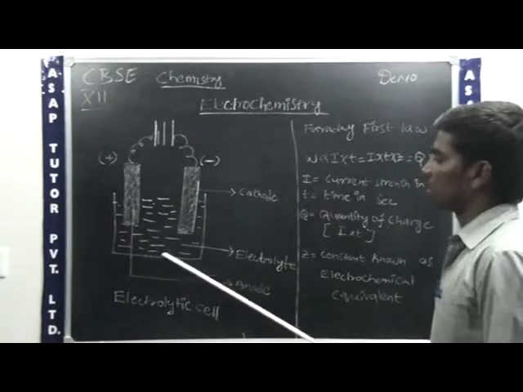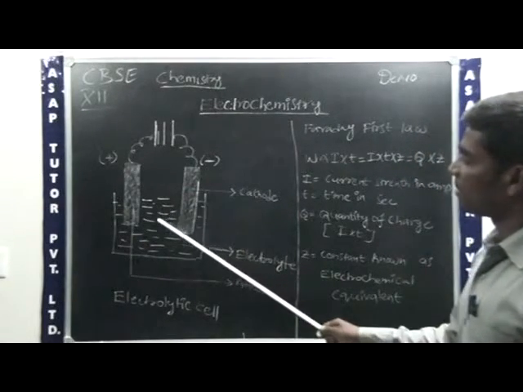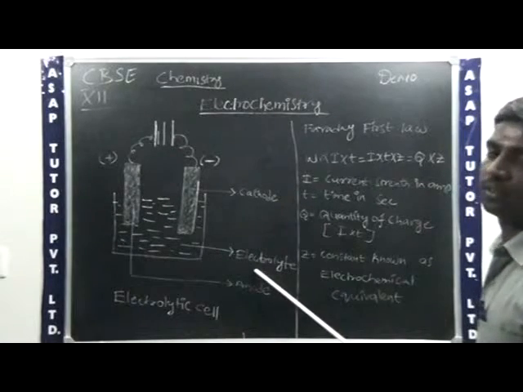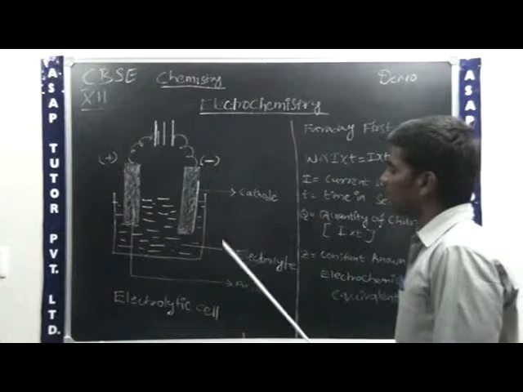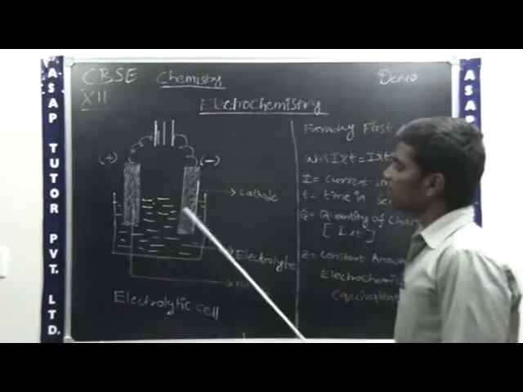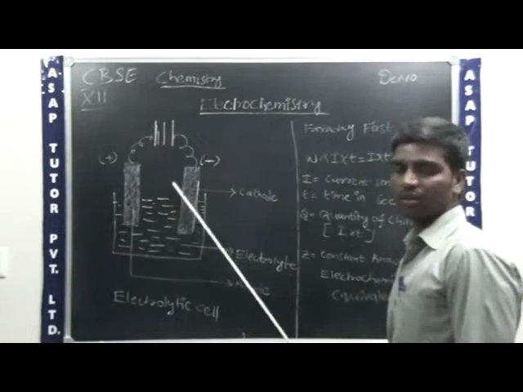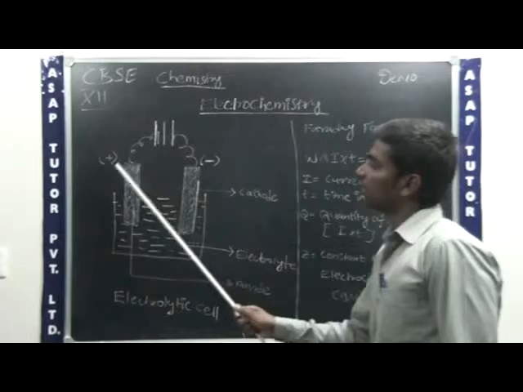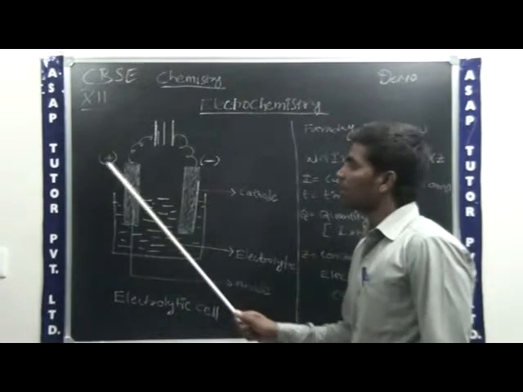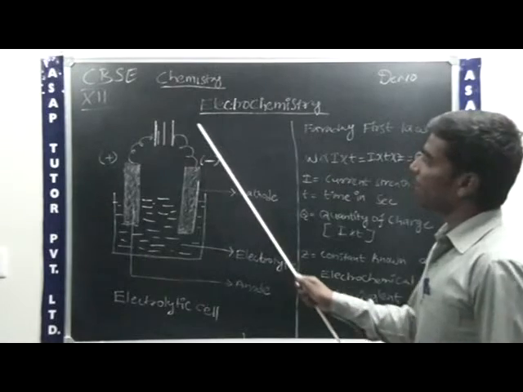Take a glass vessel, something like a cell, and fill it with the electrolyte. Some chemical solution, we call it electrolyte. Next, dip in two electrodes or metal rods. The right side rod I give the minus sign and the left side rod the plus sign. The minus sign is called the cathode.